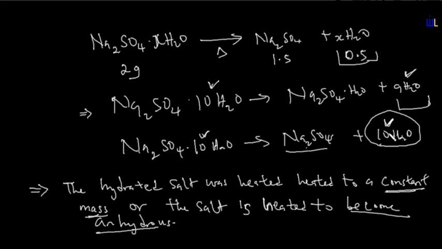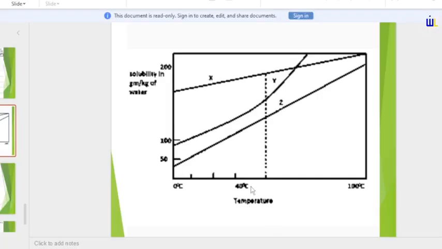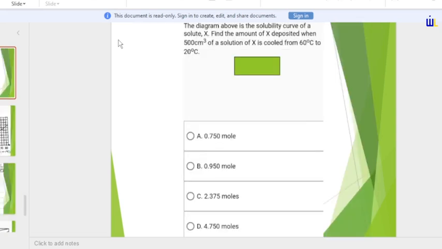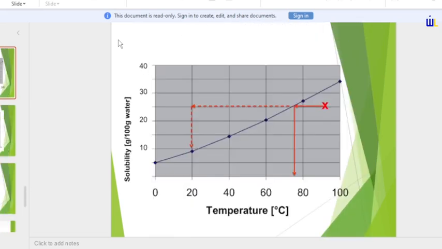Okay, good. So to buttress this, let's try out a question. Yeah, let's try this question quickly. I have a slide here. Let's switch to this slide. Water of crystallization question.